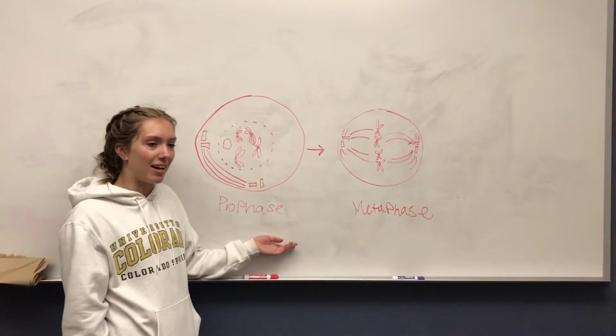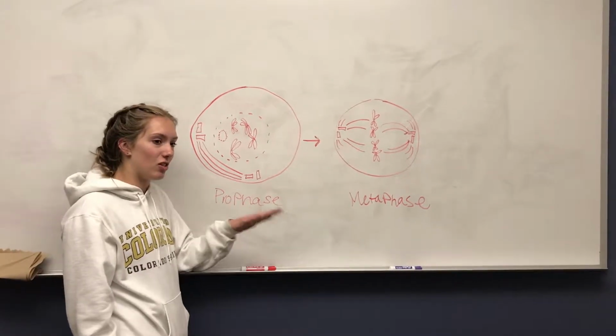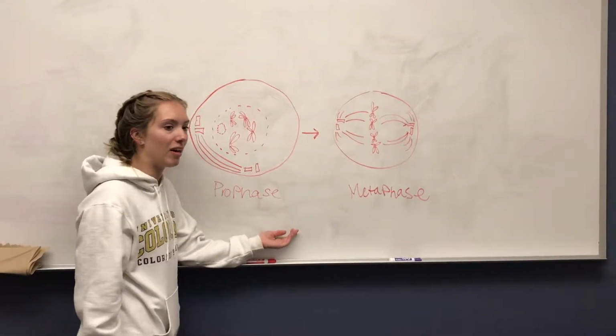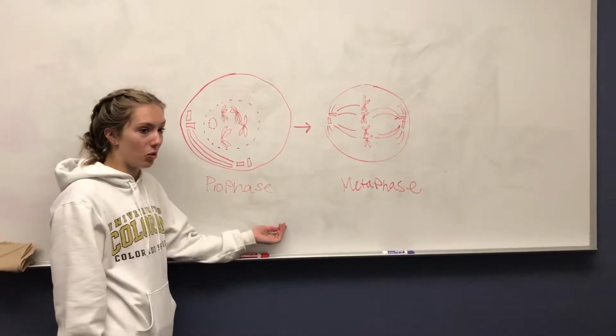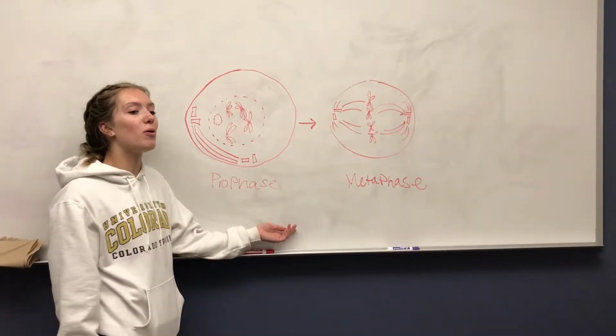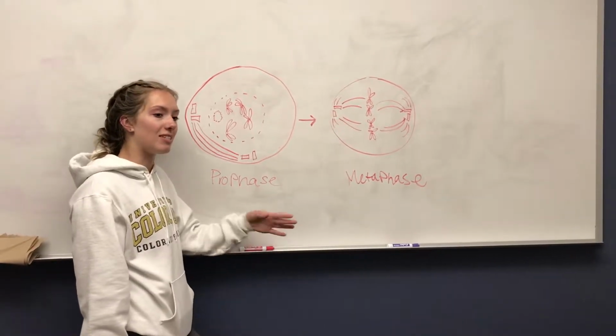The next step of the cycle is prophase. In this stage, the nucleus and nuclear membrane disappear and the chromosomes coil into a rod-shaped structure. The centromere also migrate to opposite poles of the cell where the spindle fibers extend between them.